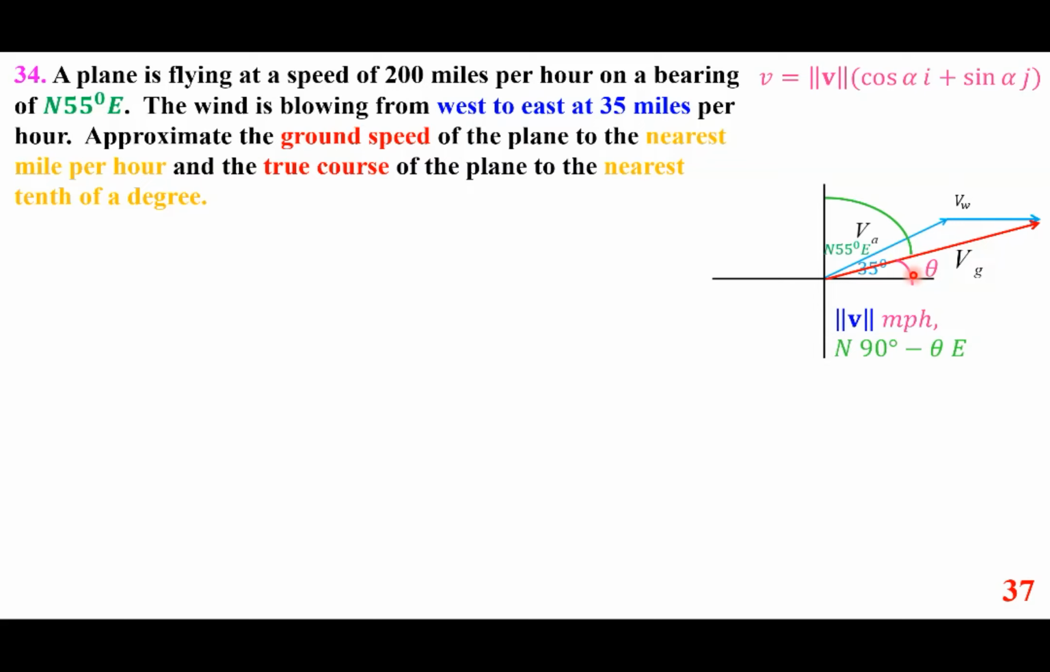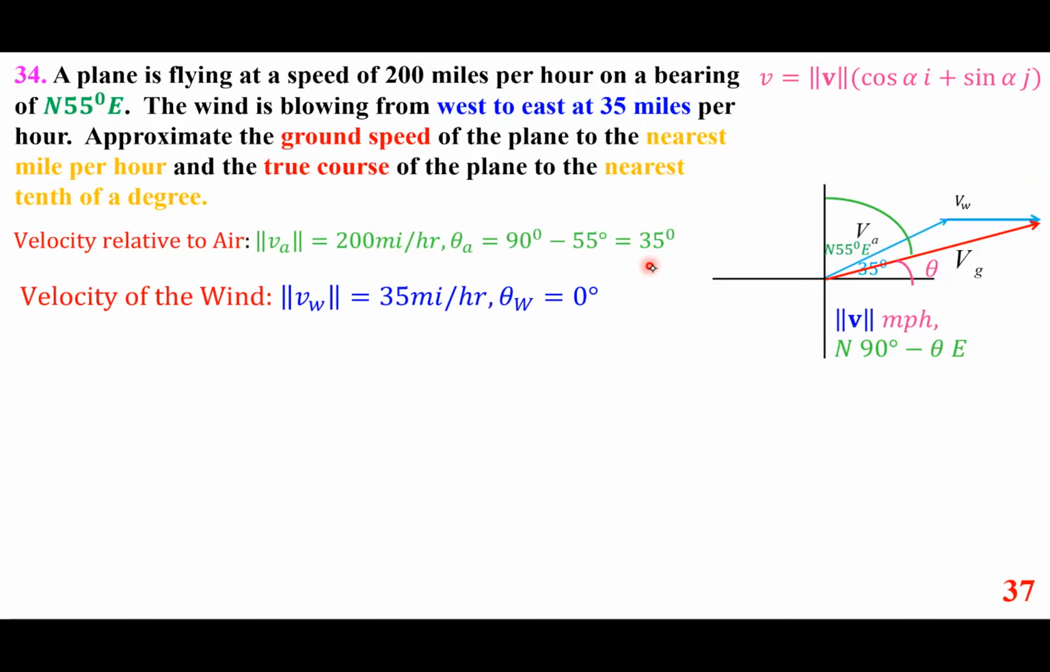So velocity relative to air is given to be 200 miles per hour, and the direction was north 55 degrees east, which means for this one, the angle is 35 degrees. That's what we need with respect to the positive side of x. The wind is doing 35 miles per hour parallel to the x-axis. The angle is 0 degrees.